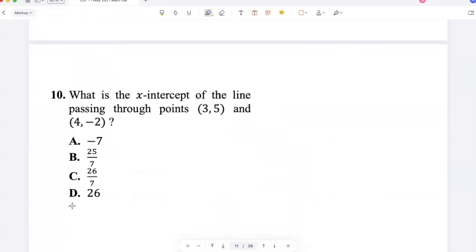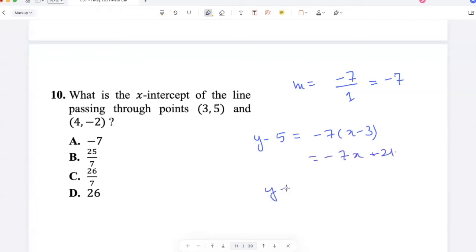What is the x-intercept of the line passing through these 2 points? Okay, so let's find the slope first. Slope is -7 by 1. So slope is -7. So y minus 5 is -7 times x minus 3. So that's -7x plus 21. So y is -7x plus 26.